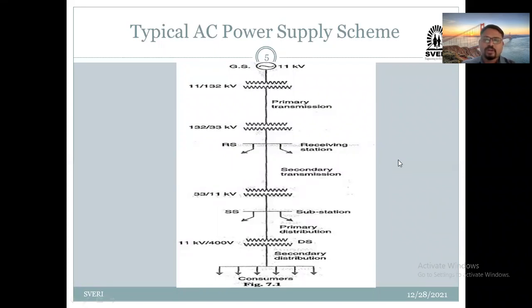Why? Because our whole power system, the whole structure, is shown here. Now see, yesterday I told you, whenever in the examination or the ISC someone asks you the question, write a short note on the typical AC power supply scheme, what you have to do is first draw this particular diagram. Okay, is the diagram visible to everyone?